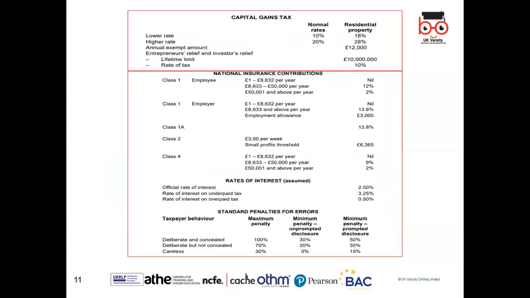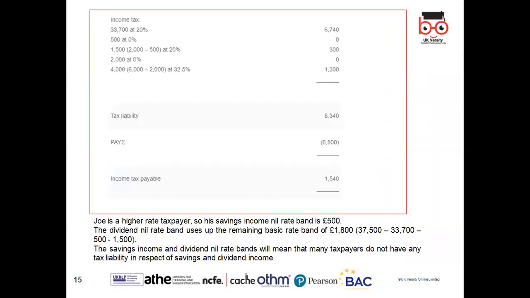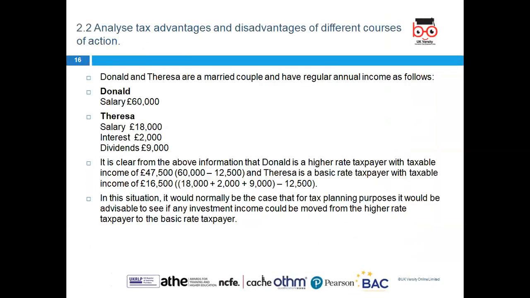Any questions? Are we all okay? Because I think most of you are working and you're very well aware of this. Of course, nowadays electronic calculators are always updated with these things and the rates. Okay, then we have 2.2. We can look at the advantages and disadvantages of different courses of action.